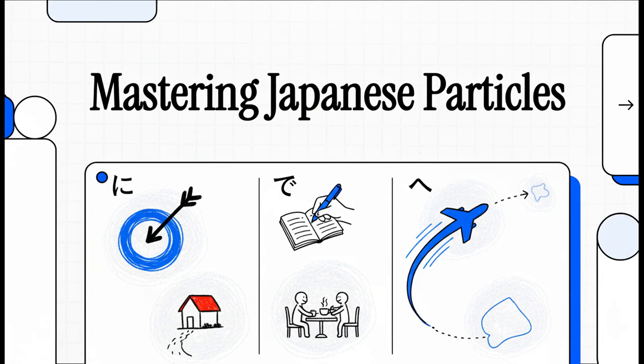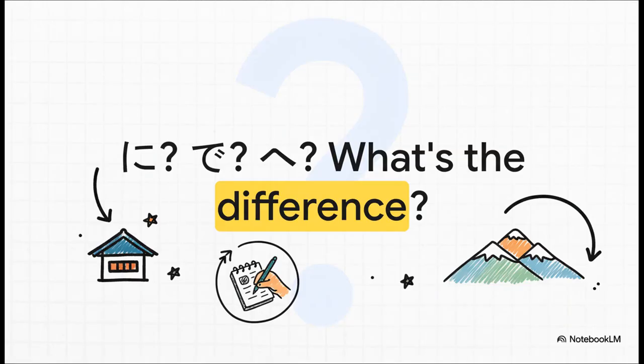Hey everyone, today we're going to jump right in and tackle 3 Japanese particles that can be a real headache: ni, de, and he. You know the feeling, right? You're trying to build a sentence and you just stare at it, wondering, which one of these do I use? They all kind of feel like at or in sometimes. So what's the real difference anyway?